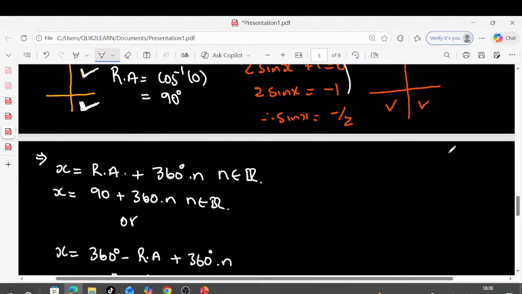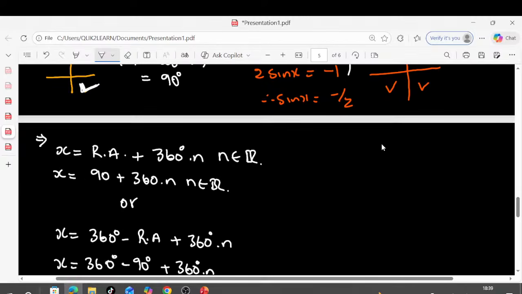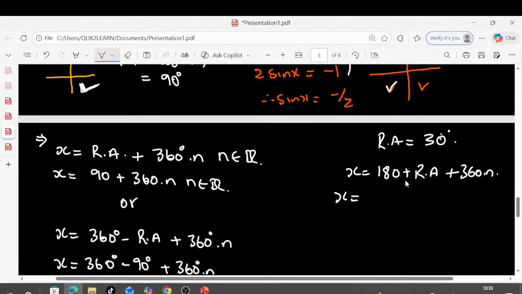So if we do the same for the reference angle of 30, remember our RA was what? Our RA was 30 degrees now. So we work with quadrant 3, which is x is equal to, in quadrant 3, this is 180. We add the reference angle, then we're going to add 360 times n. What is x equal to? 180 plus RA. You see? You just have to substitute.